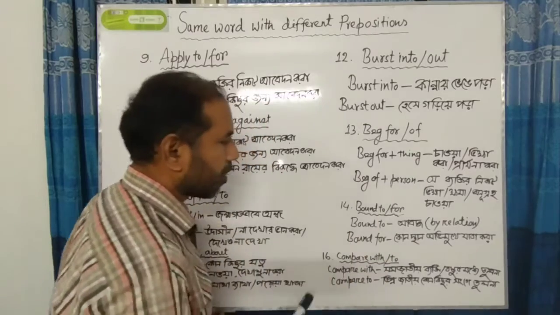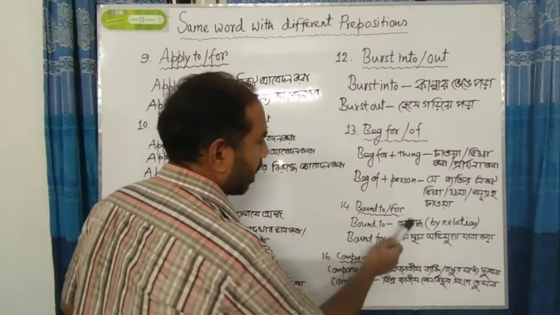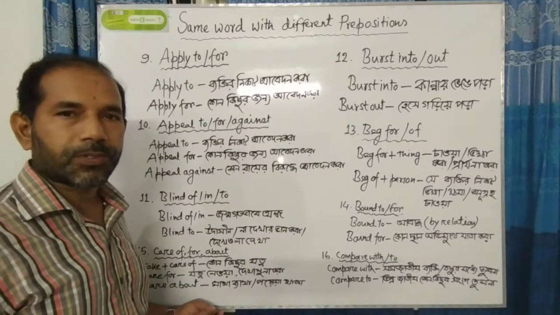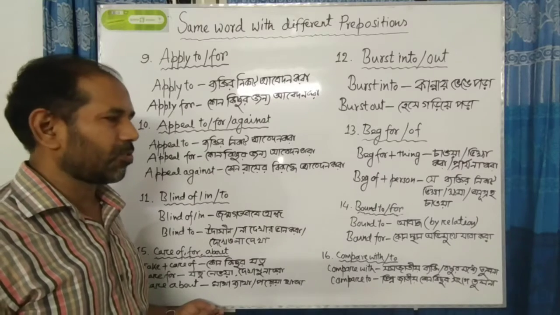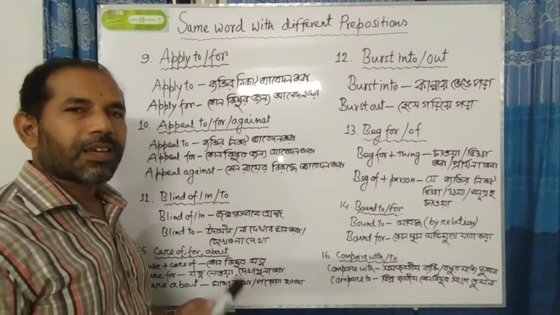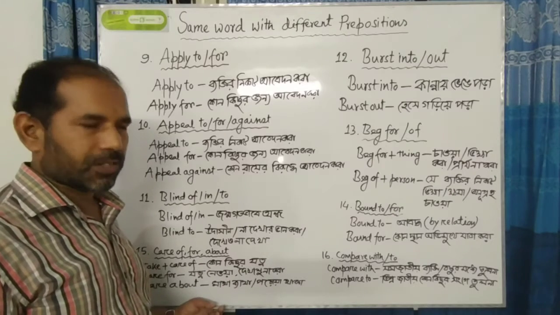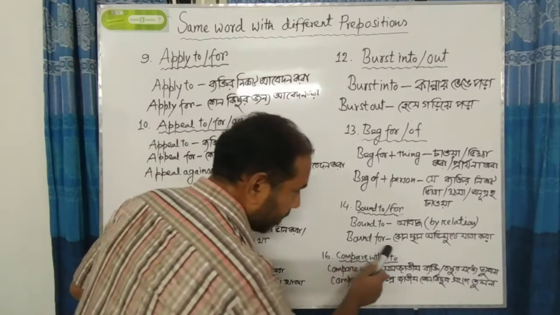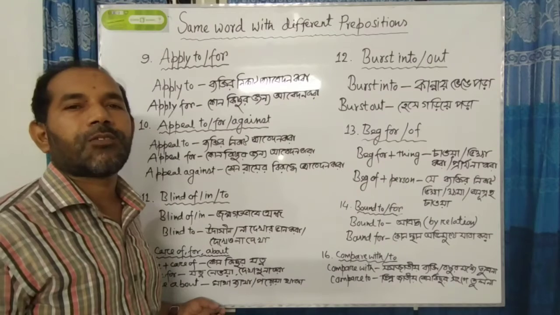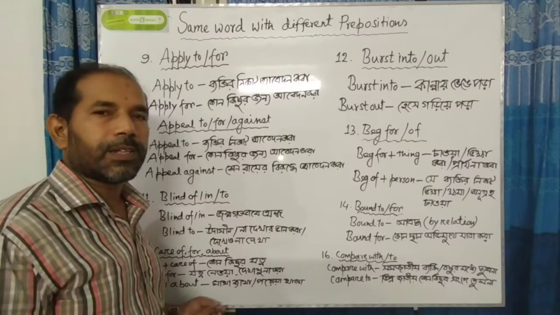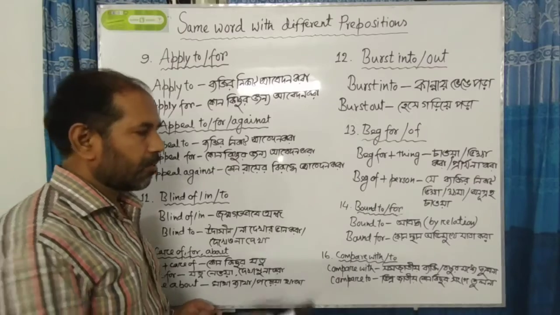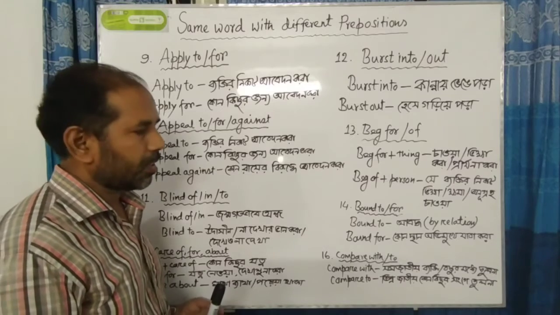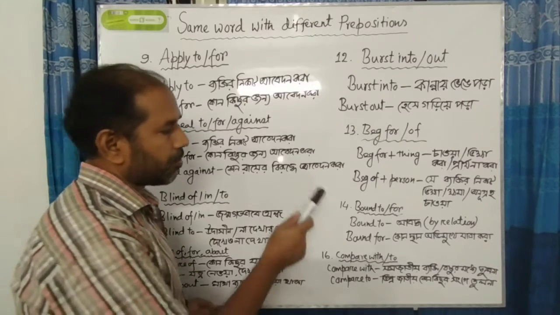Now we have to go to number 14. Bound to, bound for. Bound to means আবদ্ধ, by relation. It may be by friendship, by brotherhood, by sisterhood. If anybody is related to anyone by any relation, we have to use bound to. But bound for means কোনো স্থানের উদ্দেশ্যে যাত্রা করা, a journey towards any place. In that case we have to use bound for.